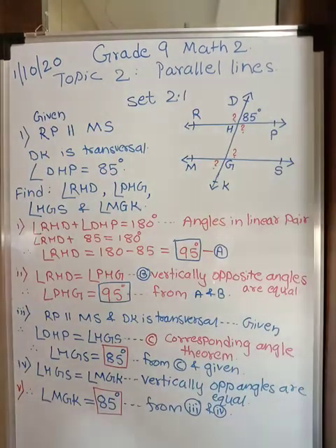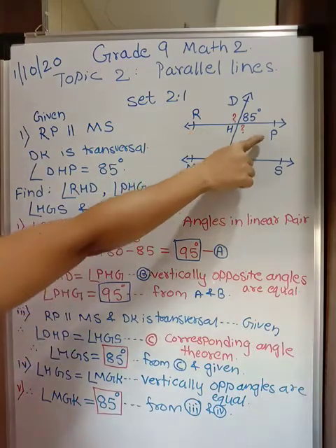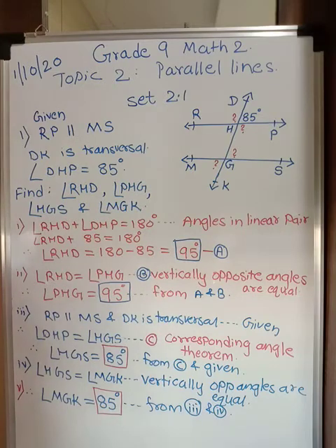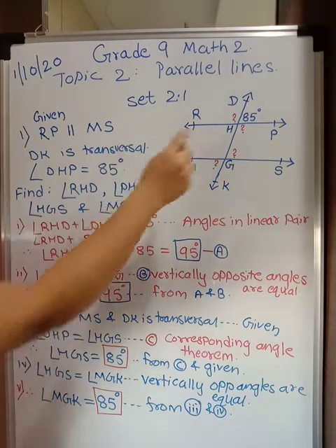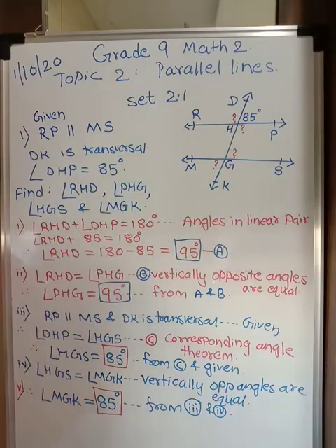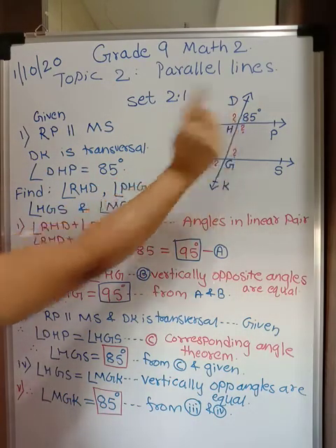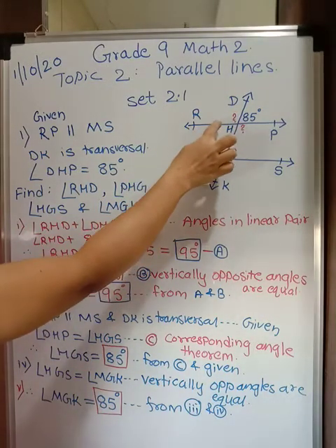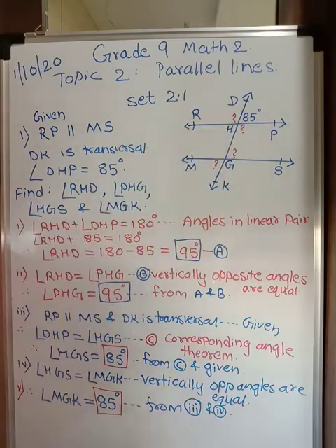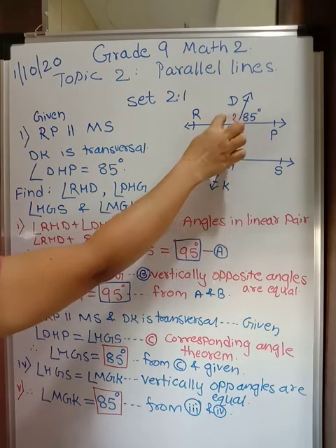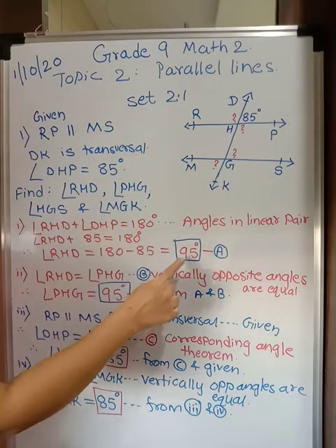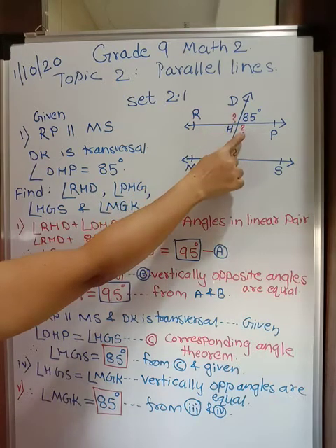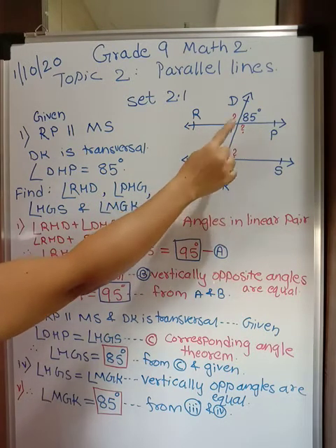Now this is your first problem from set 2.1. RP is given parallel to MS and DK is your transversal. First, wherever I have put a question mark, those angles we have to find. And what is given is angle DHP is 85 degrees. Now see students, DHP and DHR will be 180 degrees because they are angles in a linear pair. So if this is 85, this will be 180 minus 85, which comes out to be 95 degrees. Now these two are vertically opposite angles. And therefore if this is 95, this angle, that is angle PHG.